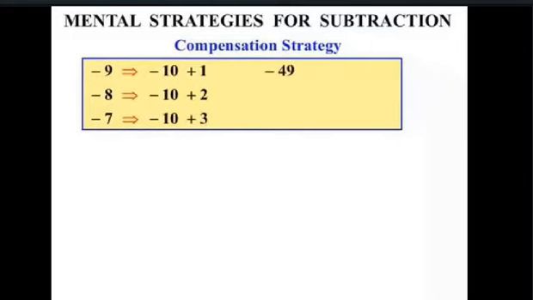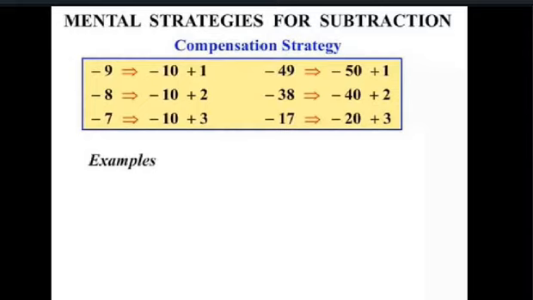If we are subtracting something like 49, which is pretty close to 50, isn't it? So, we would subtract 50 and then add 1. If we subtract 38, which is pretty close to 40, we would subtract 40 and add 2. If we needed to subtract 17, pretty close to 20, we would subtract 20 and add 3.